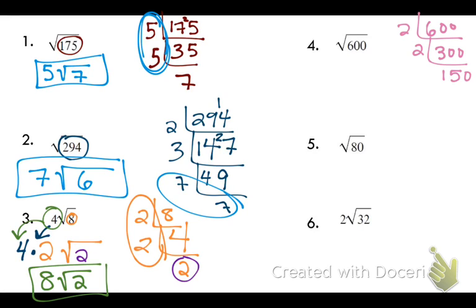And it goes in 150. Smallest number to go in 150, 2. 2, and it goes in 75. Smallest number to go into 75, 3. 3. 7 plus 5 is 12.